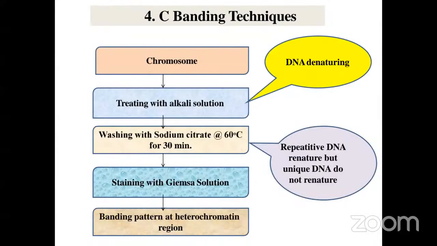Then there is the C banding technique, which gives an idea about heterochromatin. It binds to the repetitive DNA. Okay, repetitive DNA means it is present in heterochromatin.